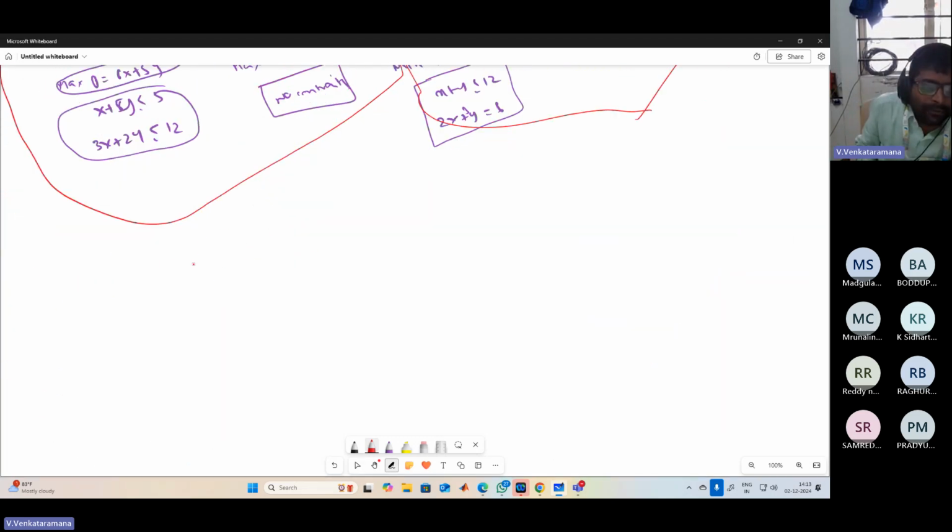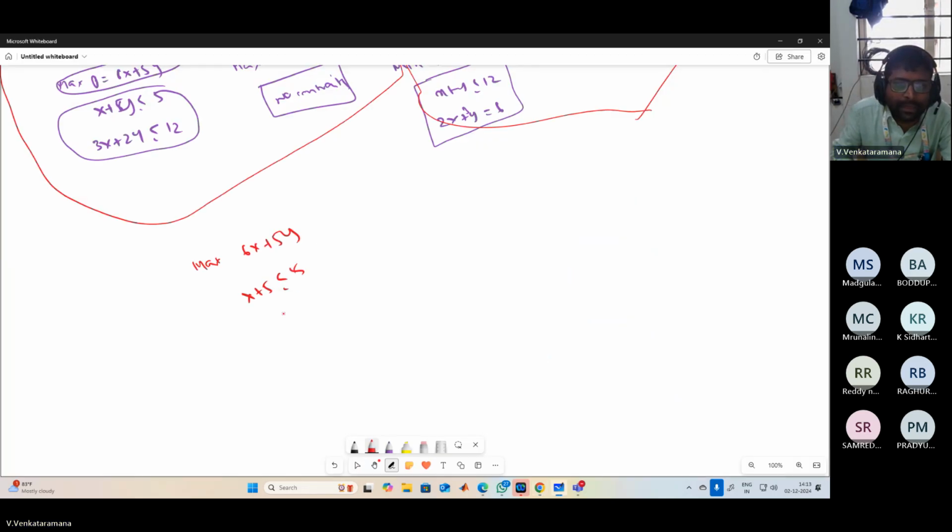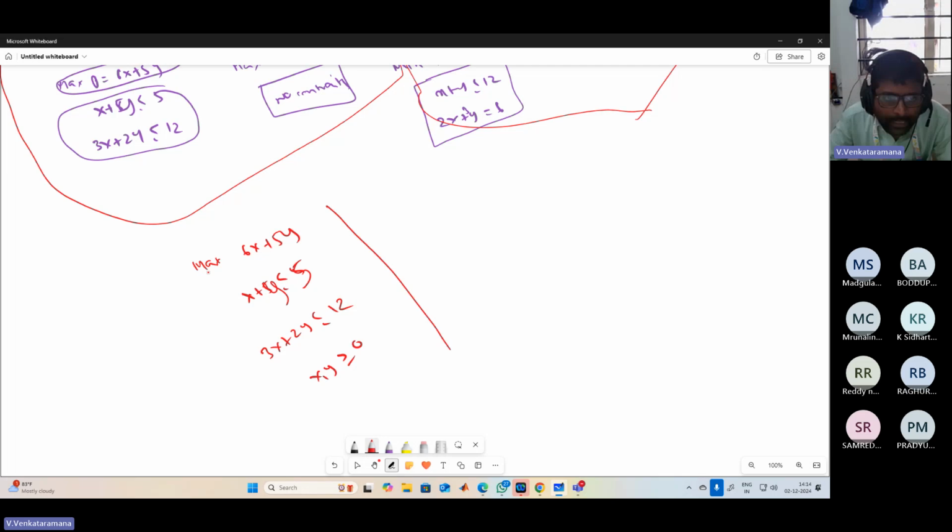Our mathematical modeling for our problem is: maximize 6x plus 5y, with x plus y less than or equal to 5, 3x plus 2y less than or equal to 12, and x, y greater than or equal to 0. This is the mathematical modeling we developed. But Python or MATLAB will not support maximizing a function. It is used to solve minimization problems.